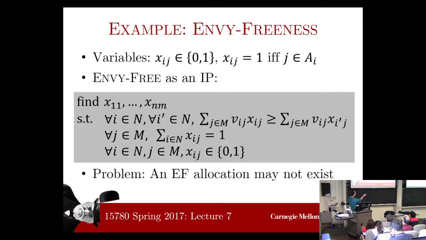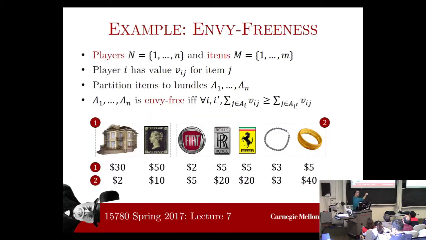And so this is saying I want the value of i for his bundle, which is determined by these variables, to be at least the value of i for player i prime's bundle, which is determined by these variables with i prime instead of i. So now they're going to be 1 if I decided to give the item to i prime, and this thing will correspond to the value i has for the bundle of i prime.